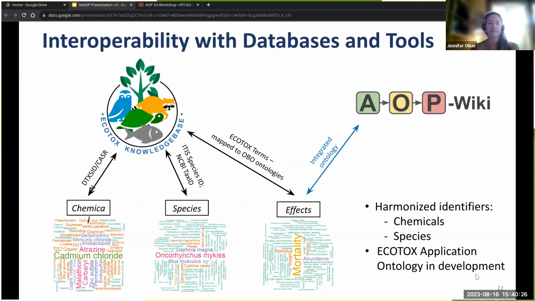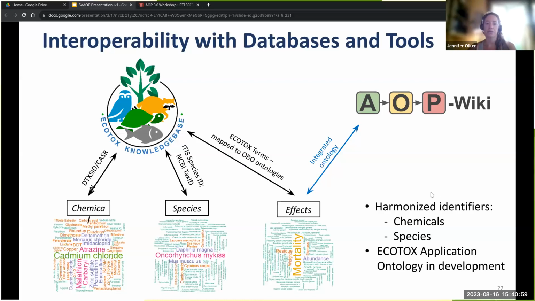Next slide. Where things get trickier is when we start talking about all of the effects that are measured in these studies. They're not all reported in the same language and rarely linked to any specific ontology. So we're working to map the ECOTOX terms to ontologies, and have started shifting our focus to really focus on OBO domain ontologies, just as a cleaner resource.